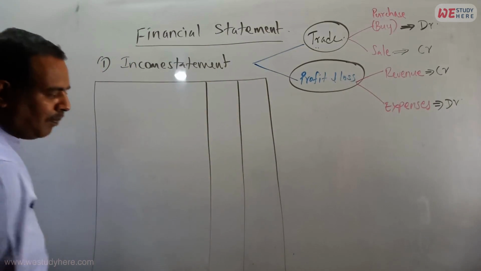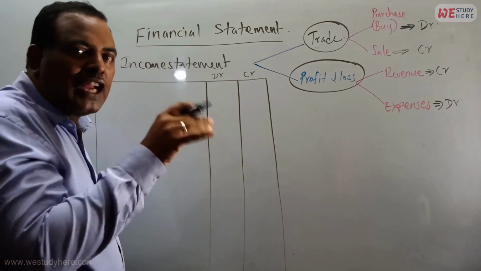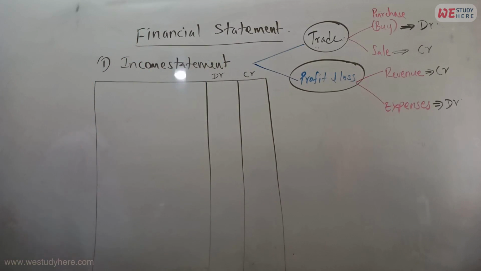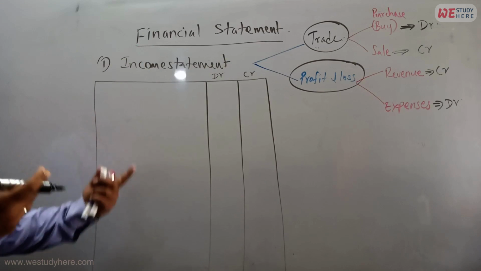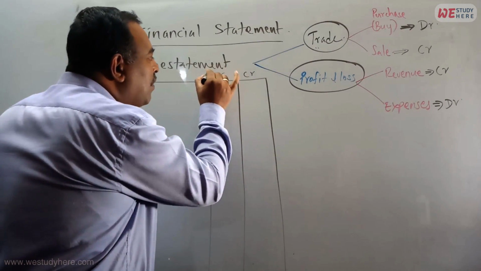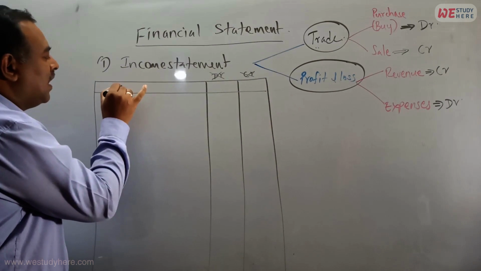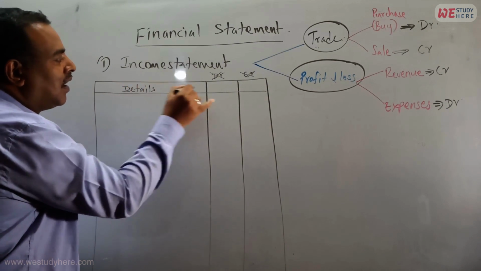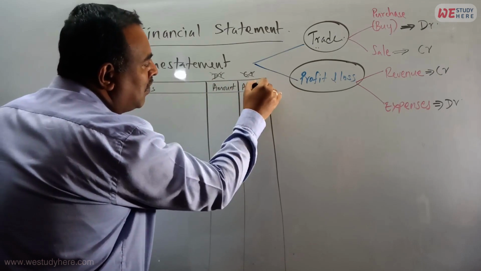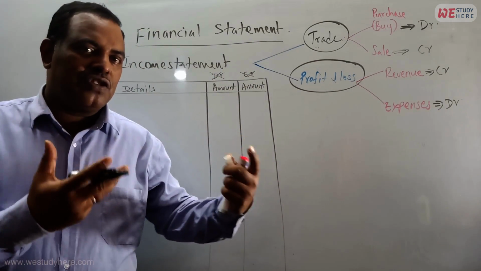I just made it two columns, but don't write debit and credit here. Just for your information only, keep in mind the first one is the debit side, the second one is the credit side. Keep in mind only. Now I am going to prepare the income statement vertically. For that information just keep in mind, but don't write debit and credit here. Clear? When you make this one, you can write details, amount. Keep it like that, but you have to keep in your mind this is debit, this is credit, then it's easy to understand how to apply it.